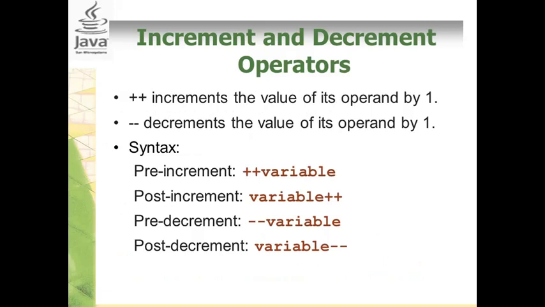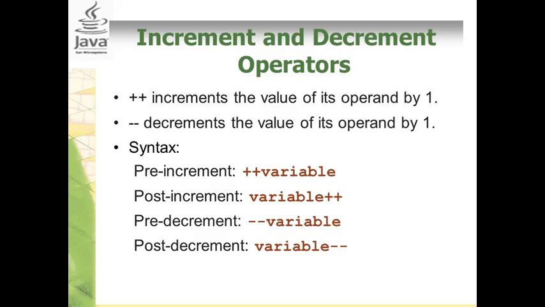So similarly, when we have count minus minus, that means we subtract 1 from the count. So we can write increment and decrement operator before a variable or after the variable. They have the same meanings. Plus plus variable means we add 1 to variable. Variable plus plus also means we add 1 to variable.